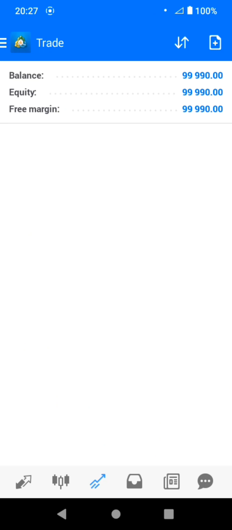So now you see our balance, our equity and free margin are all the same. But when we were in a trade, our balance was 100,000. I hope you guys are grasping the concept. Your equity is your current account balance when you have an open position, while your balance is still just going to be the same.